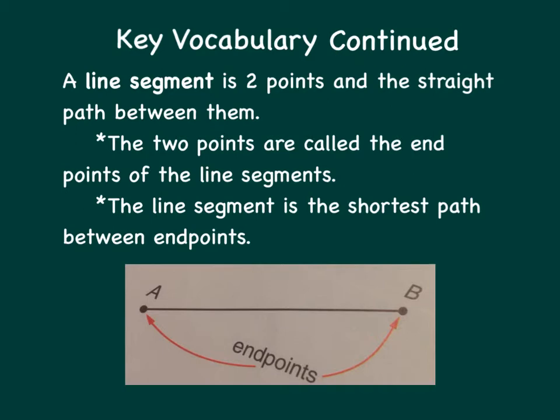Another key vocabulary term is: a line segment is 2 points and a straight path between them. The 2 points are called the endpoints of the line segment. The line segment is the shortest path between endpoints. And here's our endpoints, and here is our straight line, or line segment.